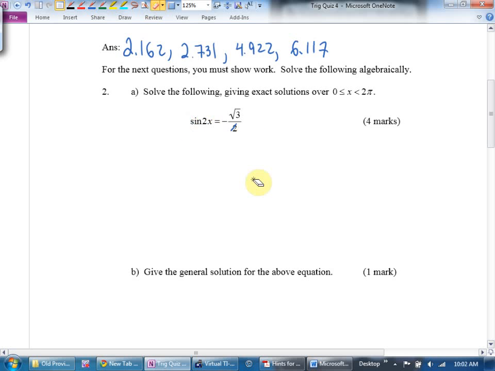That's bad. No, no. Instead, I'm going to first of all make a big note. The period is 2 pi over b. The period is pi. I'm going to solve, I'm going to let a equal 2x. I'm going to solve sine, yes, Airy, a equals negative root 3 over 2.